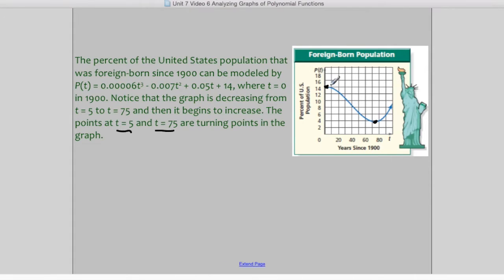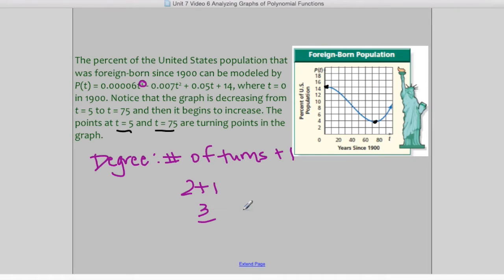Okay, so turning points are our highs and our lows, and it's when you go from increasing to decreasing or decreasing to increasing. One thing to note, and we have talked about this before, is to find the degree of a polynomial, it's your number of turns plus 1. So for this one, let's look. I have 2 turns. 2 plus 1 means my degree would be 3. Well, if I look, is my degree 3 of this? Yes, it is. So those are my turning points.